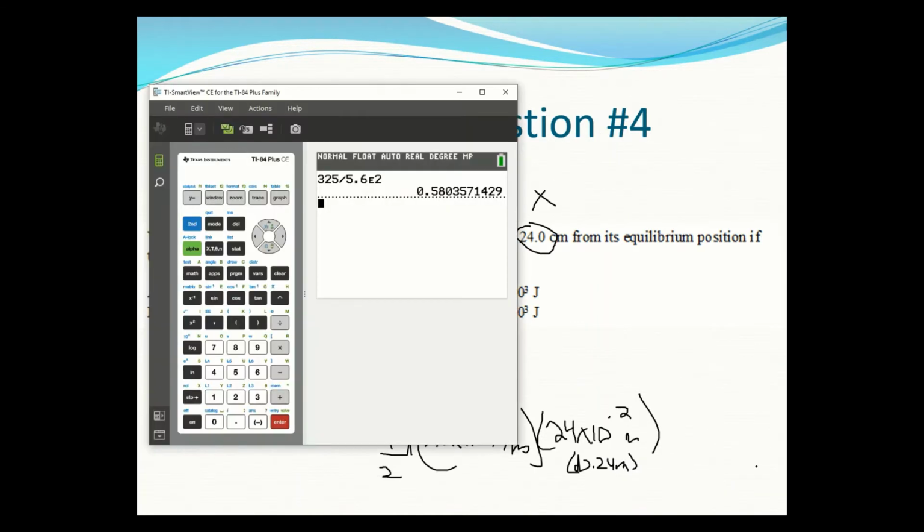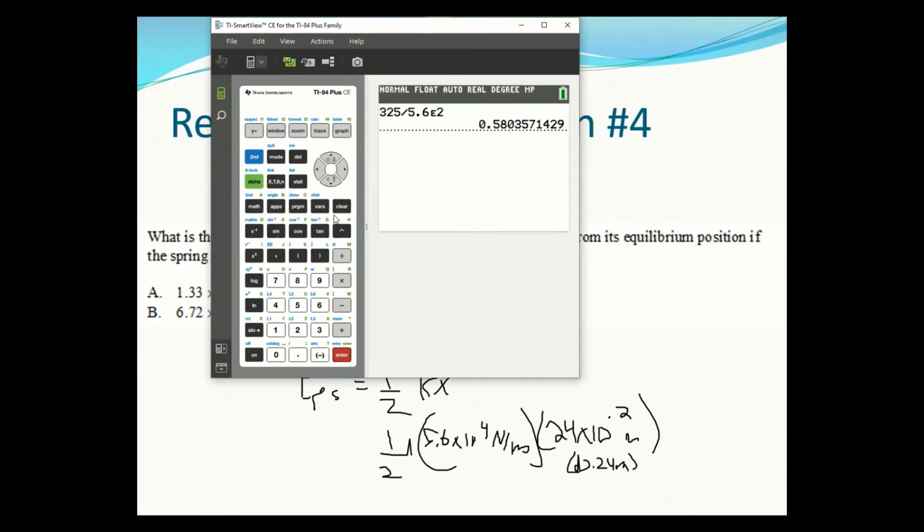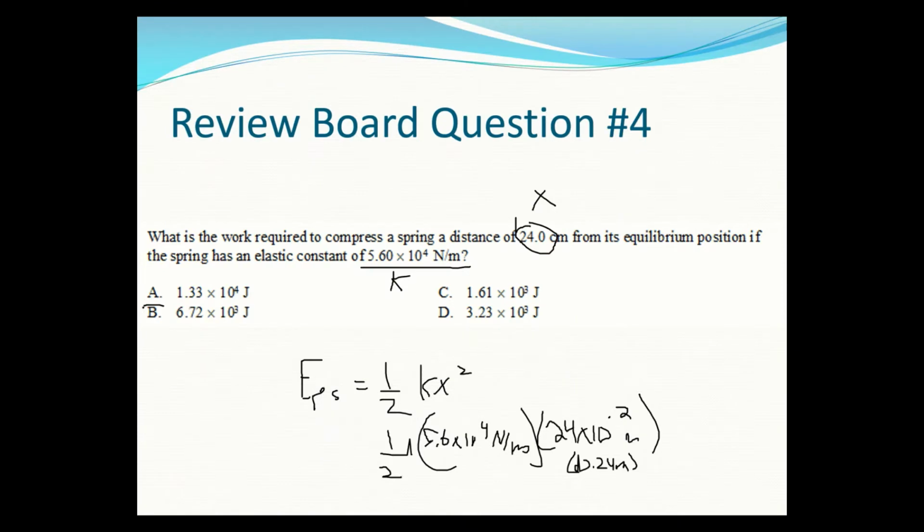So we plug all that into our calculator. So 1/2 times 5.6 times 10 to the 4 times 24 times 10 to the negative 2 meters equals 6720. B is our correct answer.